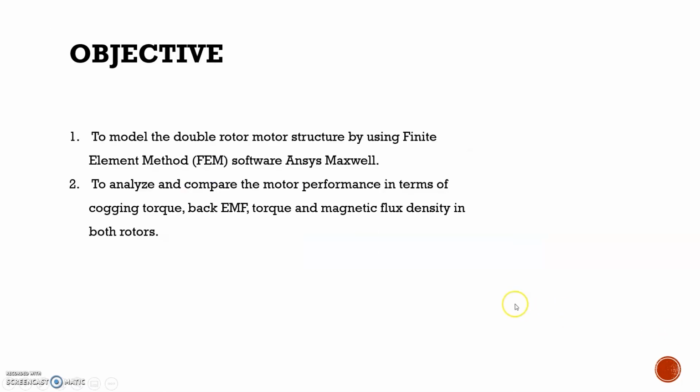Okay, the objective is to model the double rotor motor structure by using FEM, known as Ansys Maxwell. And the second one is to analyze and compare the motor performance in terms of cogging torque, back EMF, torque, and magnetic flux density in both rotors.